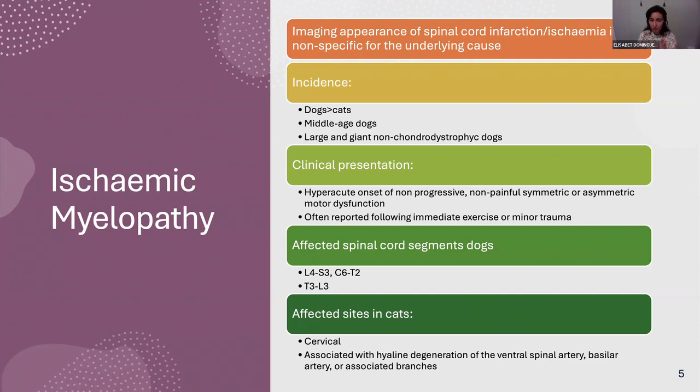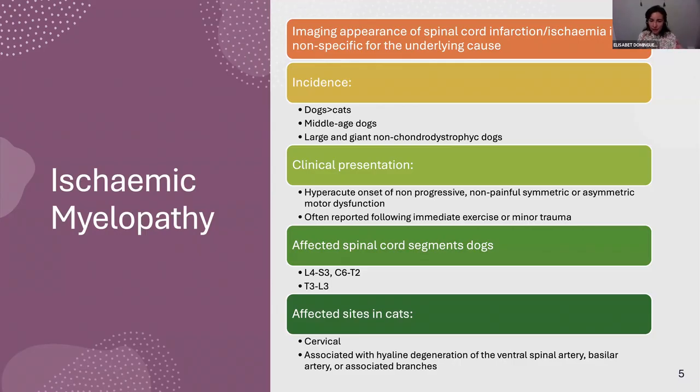The clinical presentation is really important in those cases because it will help in the differential diagnosis, because typically what we see in dogs and in cats is that they are presented with a hyperacute onset of non-progressive, non-painful in many cases, symmetric or asymmetric motor dysfunction. So this is the most typical and classic presentation. Okay, there are maybe some small differences in some animals, but it's usually hyperacute, non-progressive, and non-painful. And the owners or family of the animals frequently report that this has happened after exercise or a minor trauma.